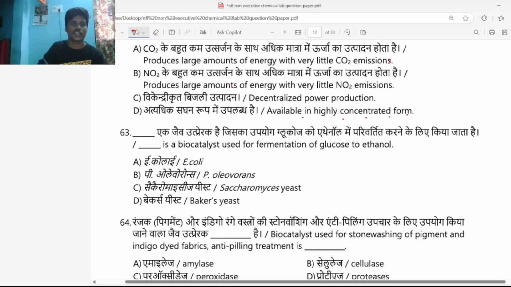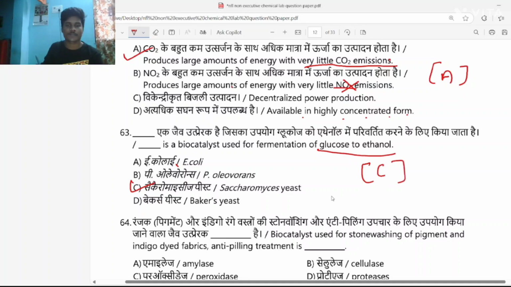Next question. Dash is a biocatalyst used for fermentation of glucose to ethanol. Glucose to ethanol. Answer is option C, Saccharomyces yeast, not E. coli and other options. Saccharomyces yeast is the correct answer. Right, option C. Moving to the next question.